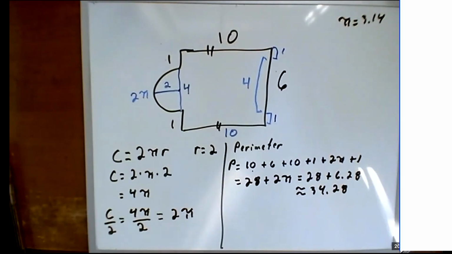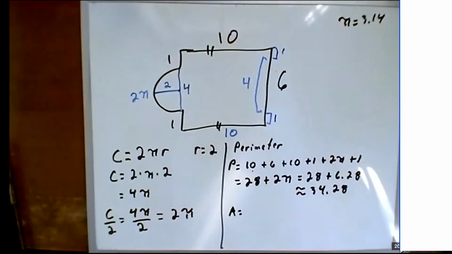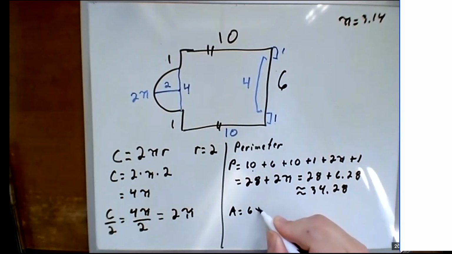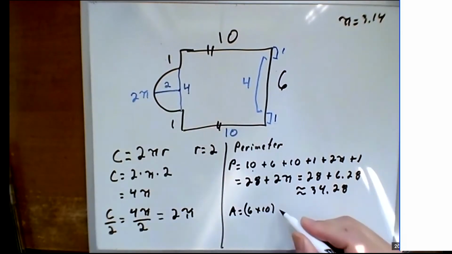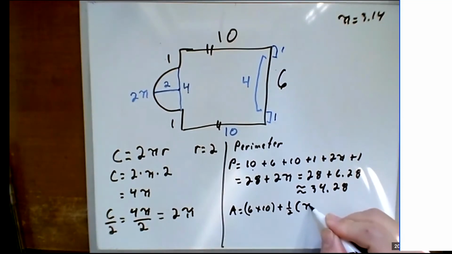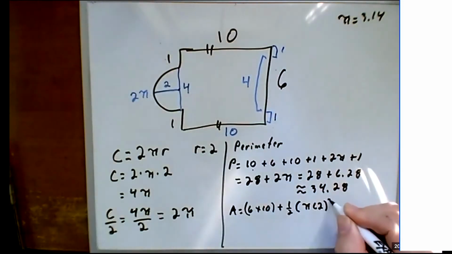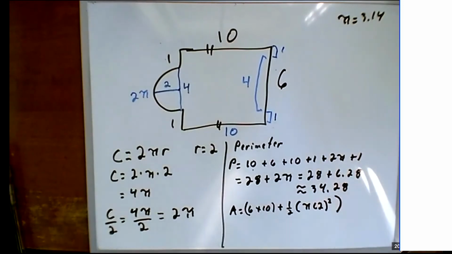Next, we want to figure out our area. The area is just slightly different. I can figure out the area of my rectangle very easily. It's going to be 6 times 10. And then I just need half of the area of that circle. So I'm going to add 1/2. The formula for the area of a circle is pi r squared. So I'll take that pi. Our radius we already determined was 2. So I'm going to take pi times 2 squared, and we'll keep that all in brackets.